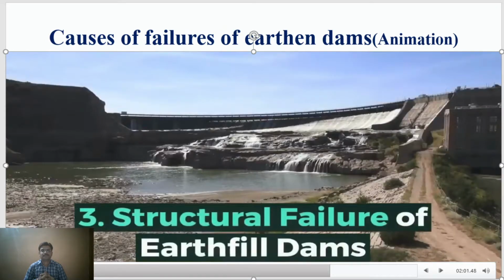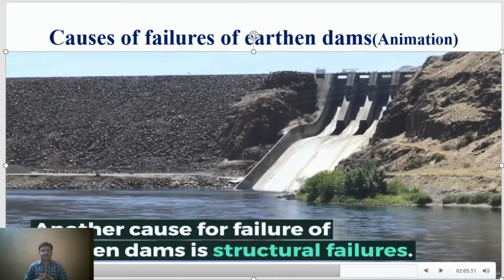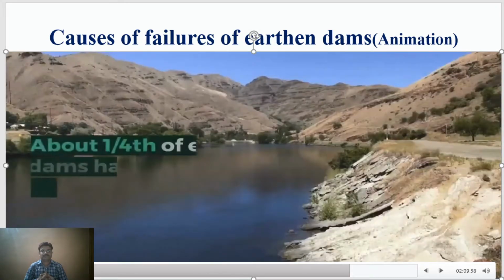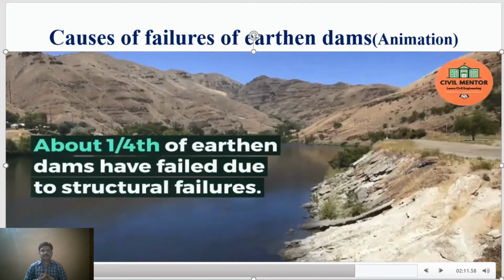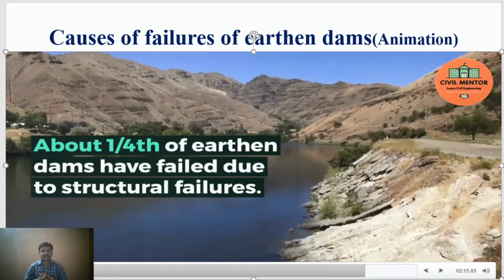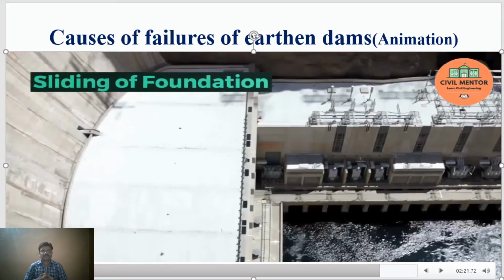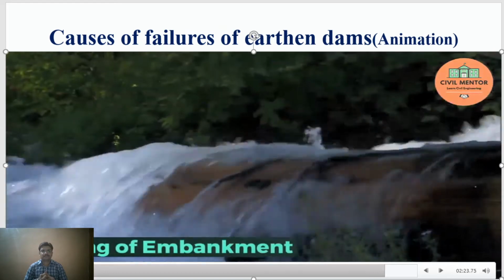3. Structural failure of earth-fill dams. Another cause for failure of earthen dams is structural failure. About one quarter of earthen dams have failed due to structural failures. Structural failure arises due to sliding of foundation and sliding of embankment.